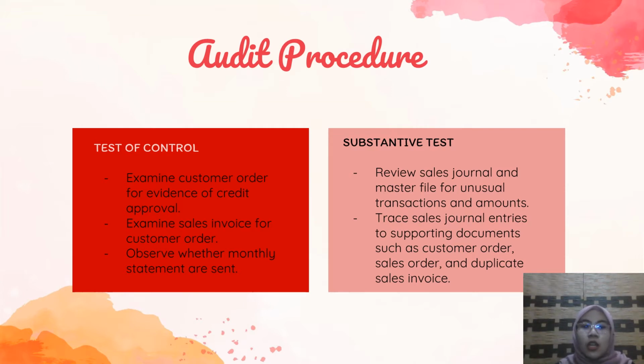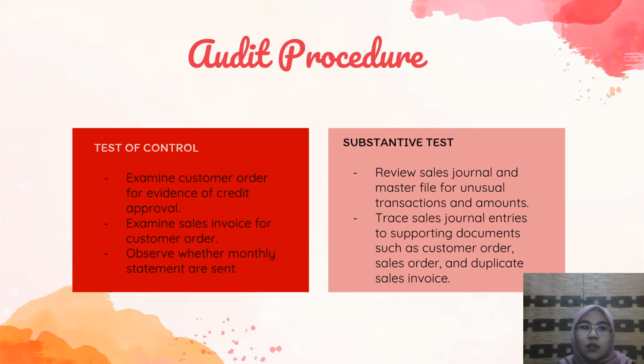Auditor also needs to examine sales invoice for customer order and observe whether monthly statements are sent. Next is substantive test. The auditor needs to review sales journal and master file for unusual transactions and amounts. Auditor also needs to trace sales journal entries to supporting documents such as customer orders, sales order, and duplicate sales invoice.